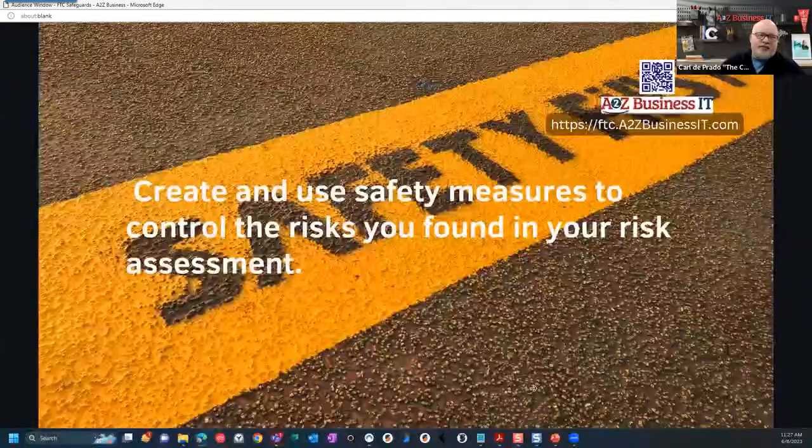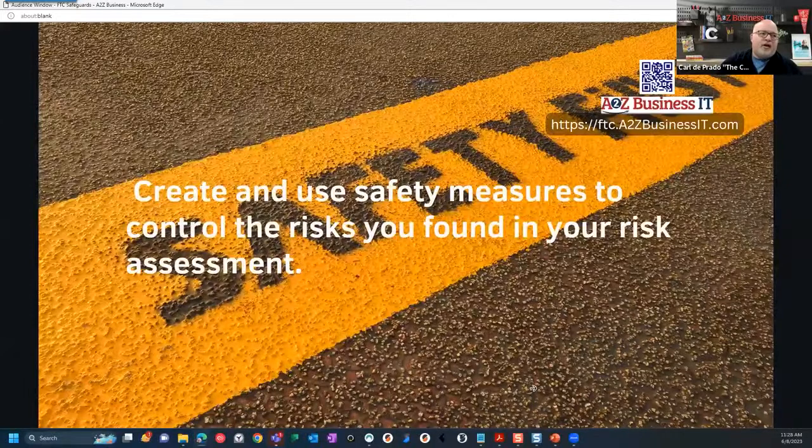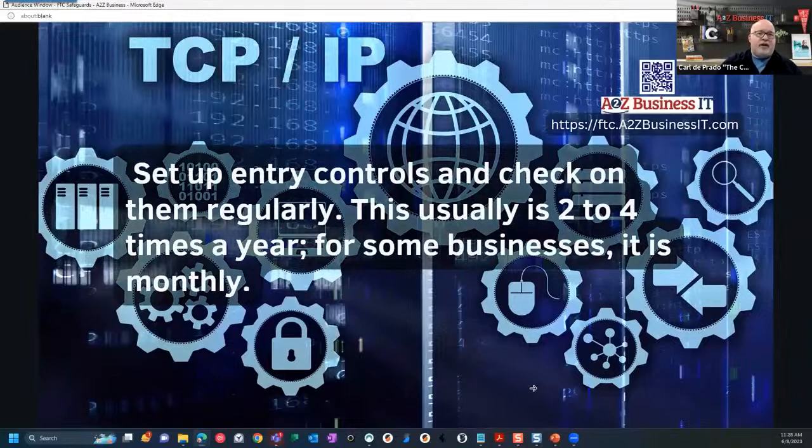Then from that assessment, and this is why it's so important, because the assessment runs everything, you're going to create and use safety measures to put controls on the risks you found. Your team's going to create a plan, and from that plan you're going to set up certain controls. You may have controls in place, but you may find that you need new ones. They need to be checked regularly, anywhere from 2 to 4 times a year, in a business review. In some cases, I have clients where we do this monthly, especially when you're onboarding and offboarding employees. You're definitely going to want to make sure those changes are made at that point.